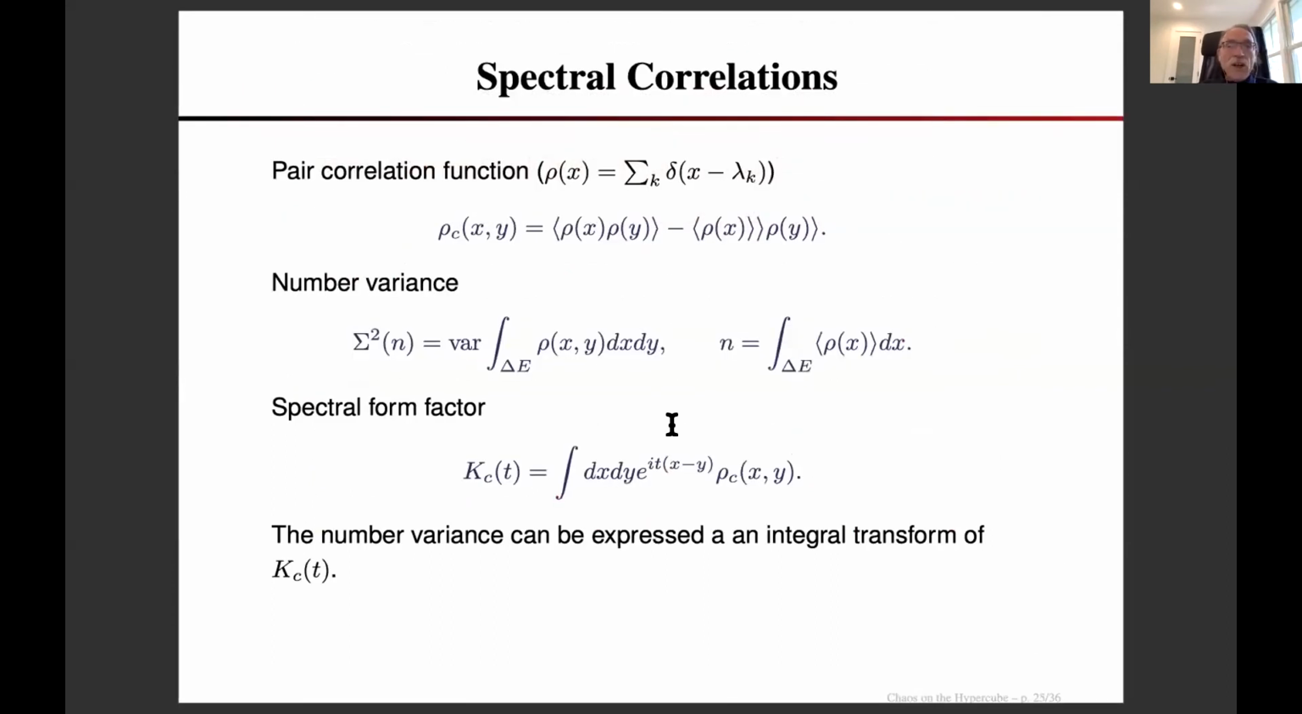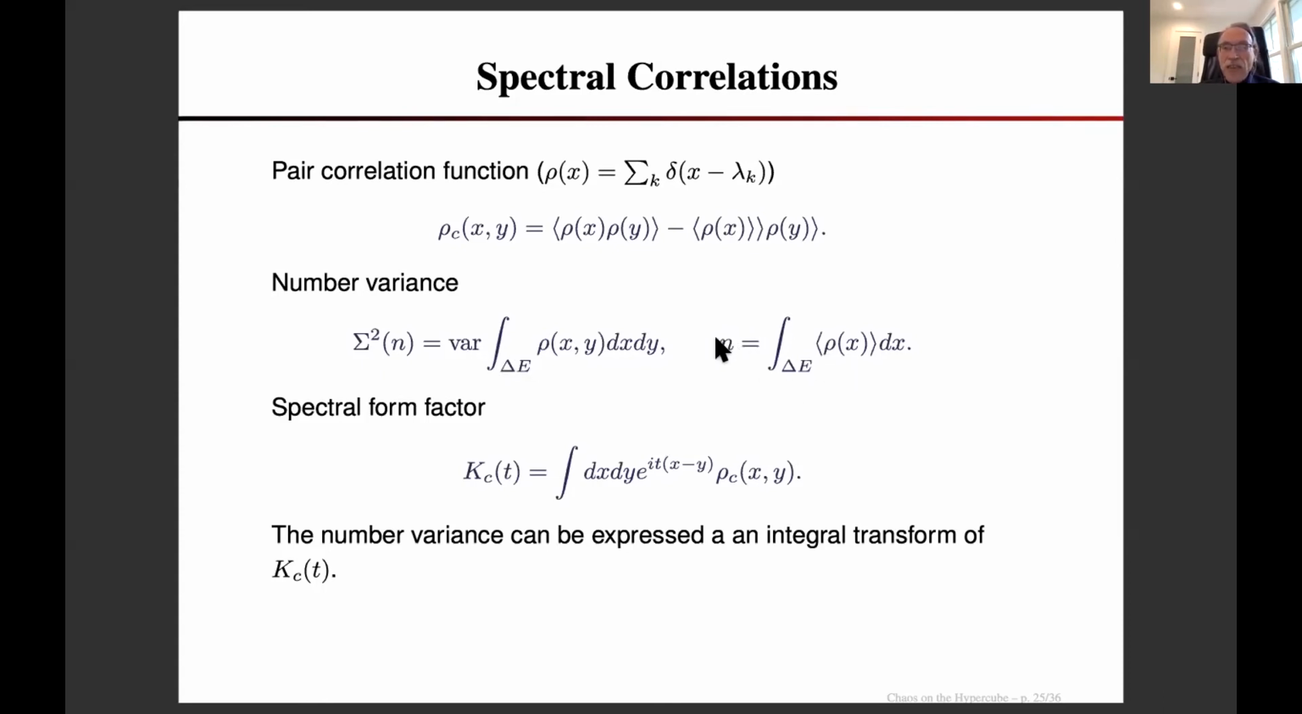So what we study is the correlation function of 2 spectral densities, the pair correlation function. The spectral density is a sum of delta peaks, and for the pair correlation you average a pair, and you subtract the expectation value of each of them, so that you get a connected correlation function. We look at 2 observables. One is the number variance. Then you look at the variance of the number of eigenvalues in an interval delta E.